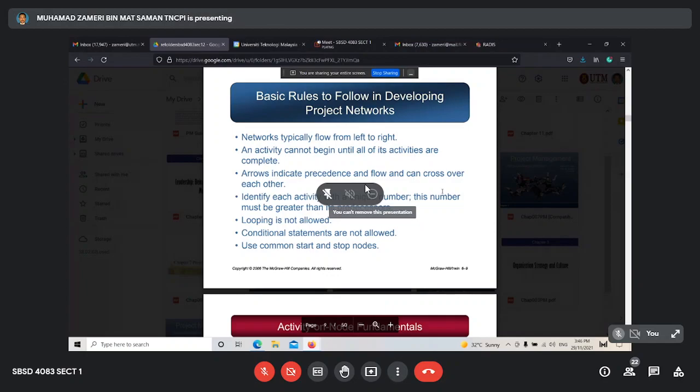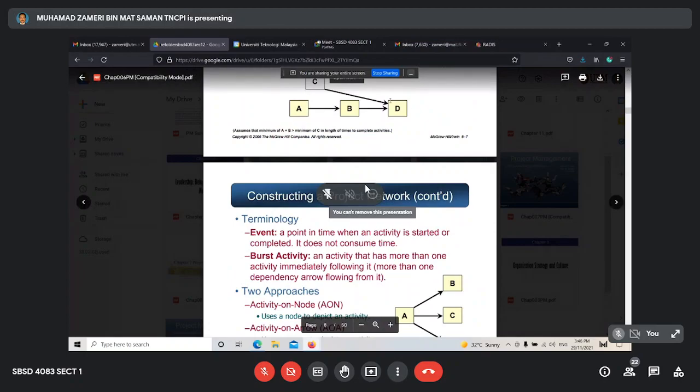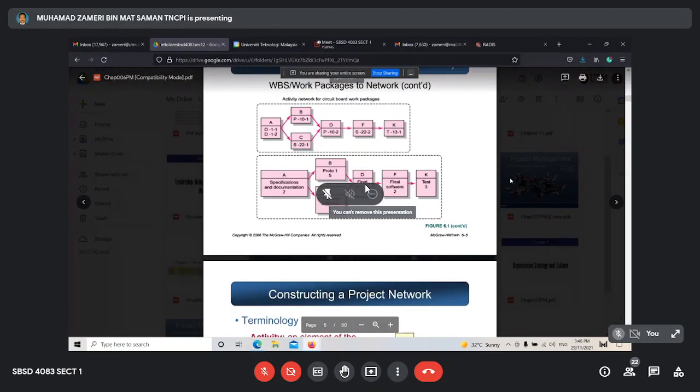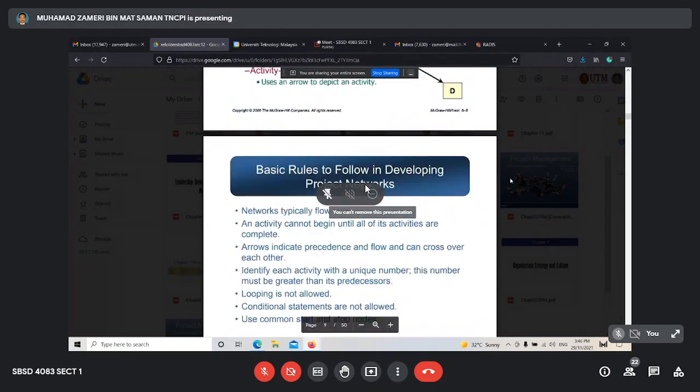Basic rule to follow in developing a project network: the network typically goes from left to right. It's compulsory. When you draw a network, you need to draw from left to right.